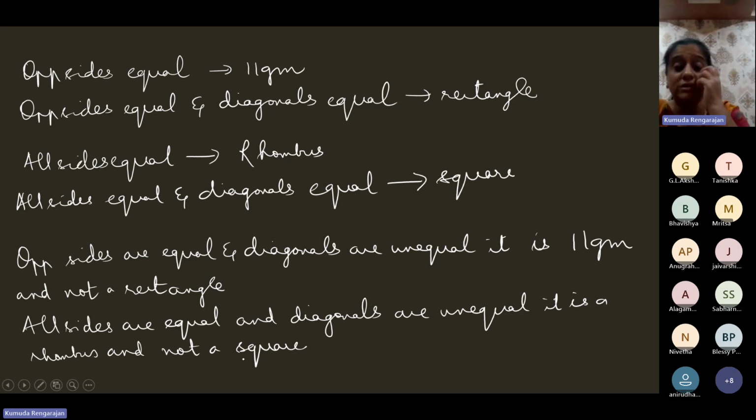Sometimes the question will be, show that the points are the vertices of a parallelogram and not a rectangle. If you're asked to show that it is a parallelogram, it is enough if you show that opposite sides are equal. But if you have to show that it's a parallelogram and not a rectangle, then you should also work the diagonals. And in that case, the diagonals will be unequal. So, since opposite sides are equal, it's a parallelogram, and diagonals are unequal, so it's not a rectangle. It's only a parallelogram, but not a rectangle.